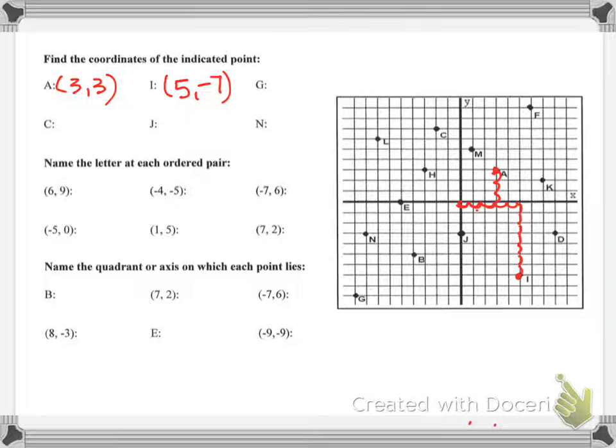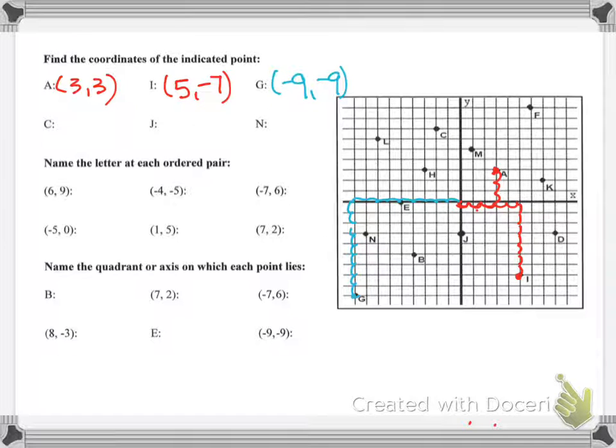So let's try point G. Point G is right here. So we're going to have to go back 1, 2, 3, 4, 5, 6, 7, 8, 9. And then we're going to go down 1, 2, 3, 4, 5, 6, 7, 8, 9. Going back 9 from the origin and down 9 is going to give us an ordered pair of negative 9, negative 9. Let's find C.